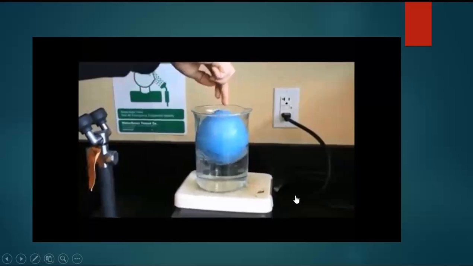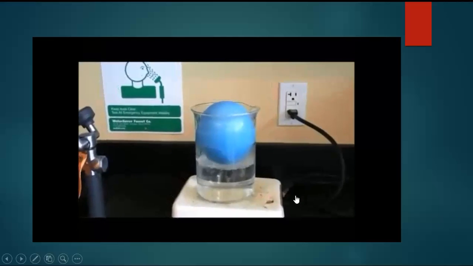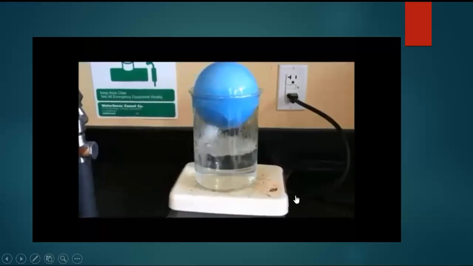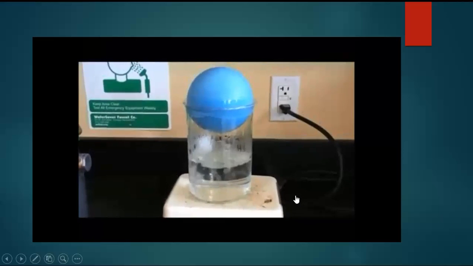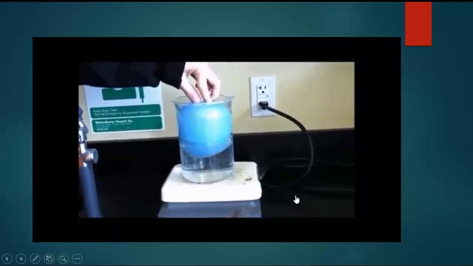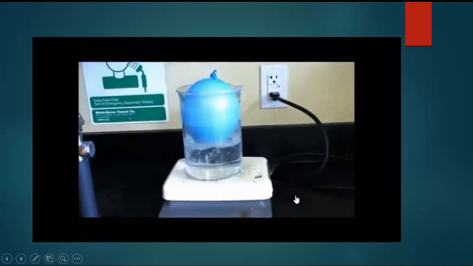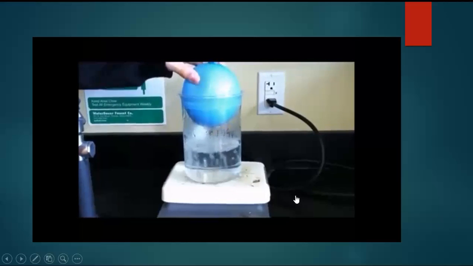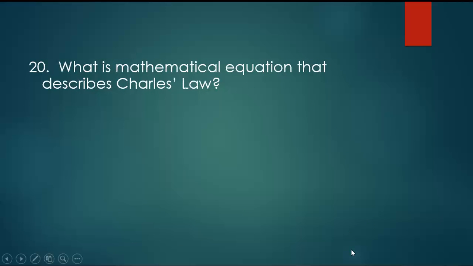Now, what happens if you just trap some air underneath the... Do you see what's happening? The hot air is pushing the balloon up. And if you have a much smaller balloon and hold it there so that no hot air is produced, then you can see it growing. So as temperature goes up, volume goes up. Mathematical law that we will use, V1 over T1 equals V2 over T2.